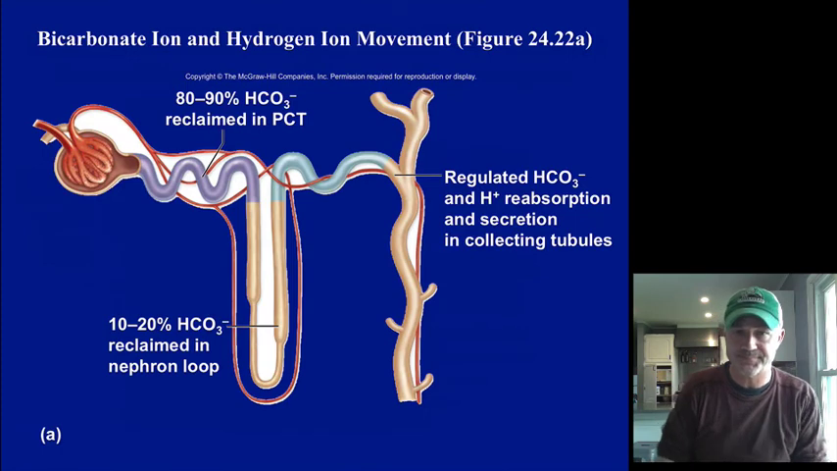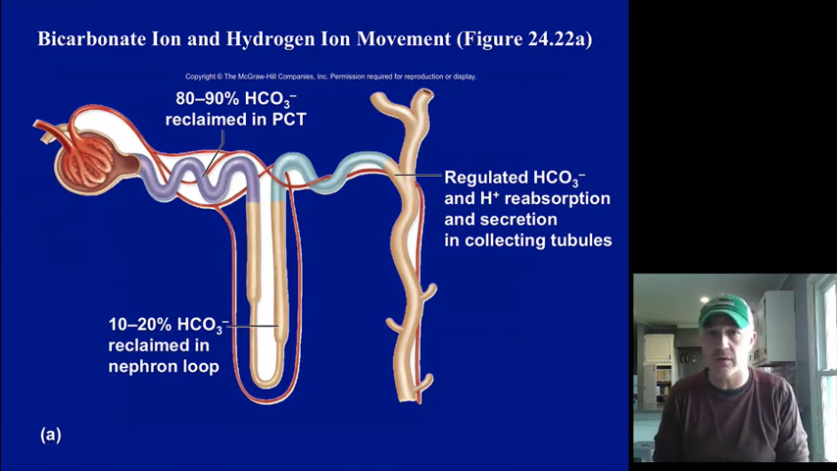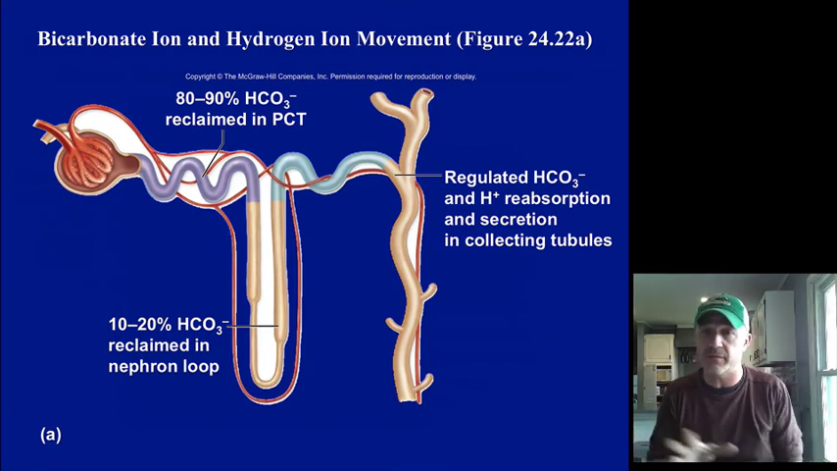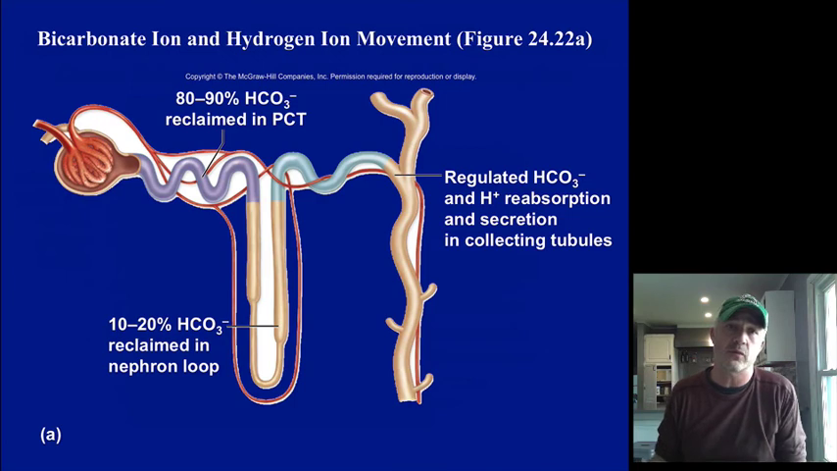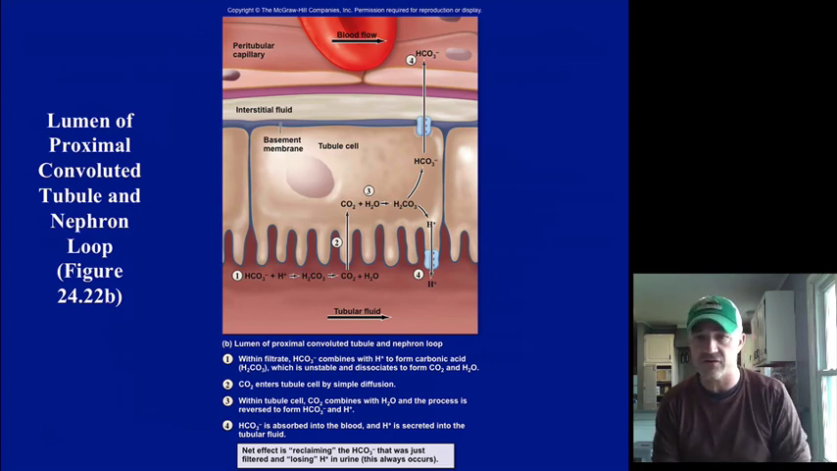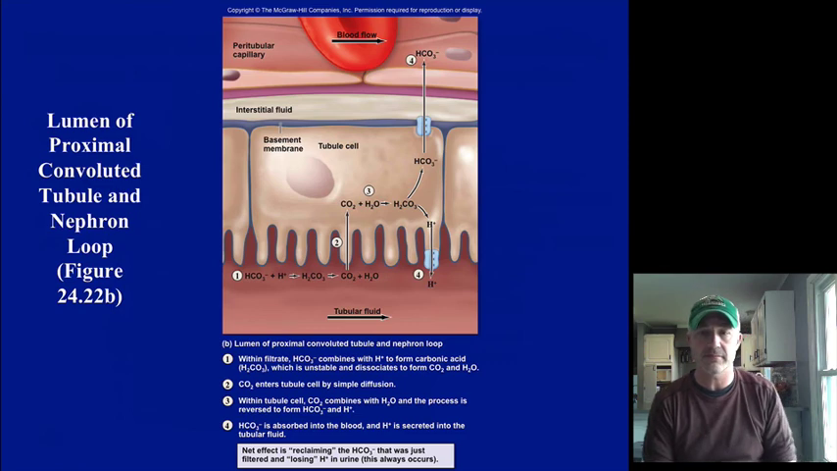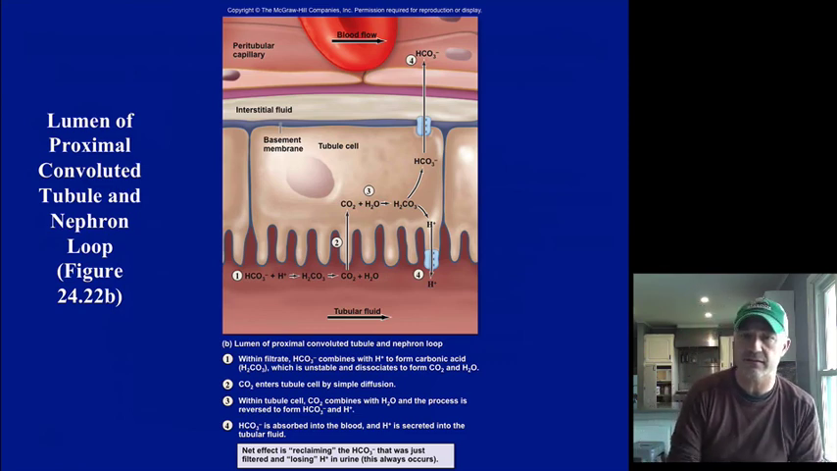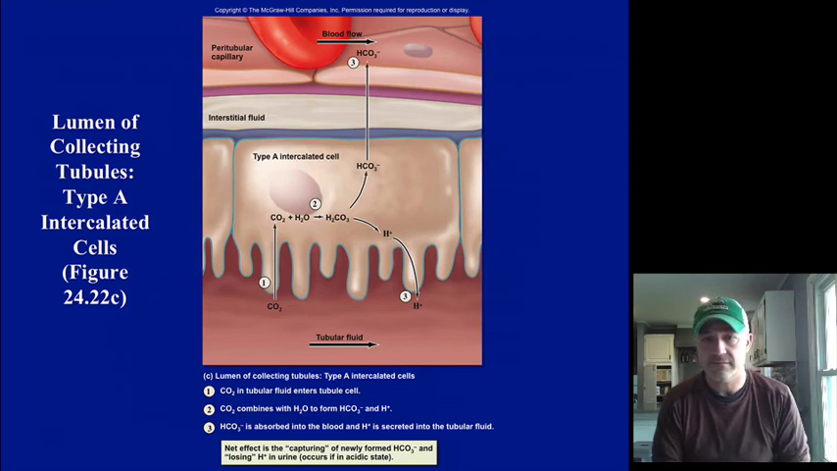And again, this is just showing you where we reabsorb most of this stuff. When we get to that collecting duct, we have regulated reabsorption or secretion depending upon what we need to do for homeostasis. This is showing you how we reabsorb it, how we can secrete the hydrogen ions and reabsorb the bicarbonate ion if the blood is too acidic.